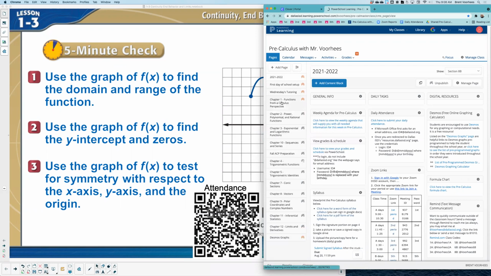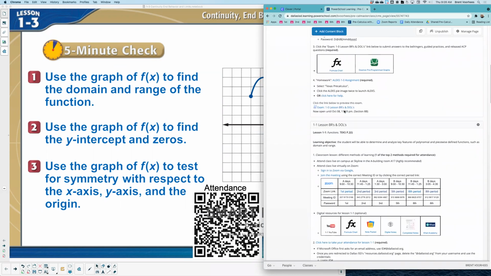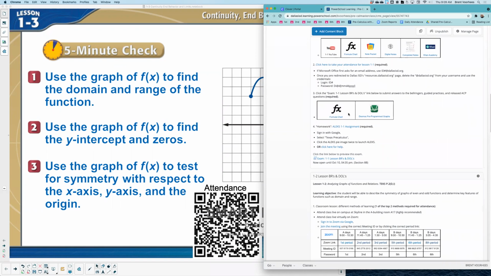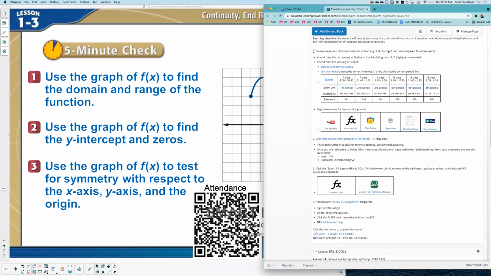So chapter 1. And inside chapter 1, I'm going to go to the folder that says 1-3. Now there's 4 things required each day. 1, you need to attend class. So being here in person takes care of that option. If you can't do that, remember you can always attend through Zoom so you don't fall behind.